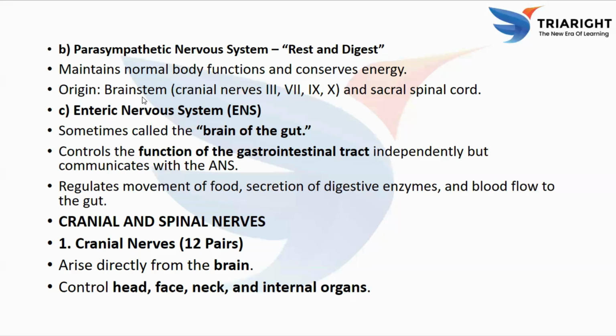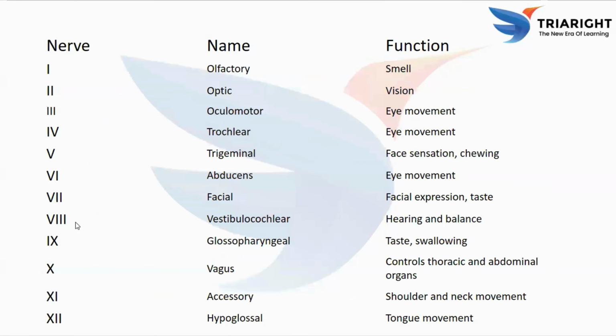So coming to the cranial and spinal nerves. How many cranial nerves are present? How many spinal nerves are present in the human body? So what are cranial nerves? These nerves arise directly from the brain, not the spinal cord. They control the head, face, neck, and also internal organs like the heart, lungs, and digestive organs. Here are all the pairs of cranial nerves, 12 pairs. These nerves arise directly from the brain.